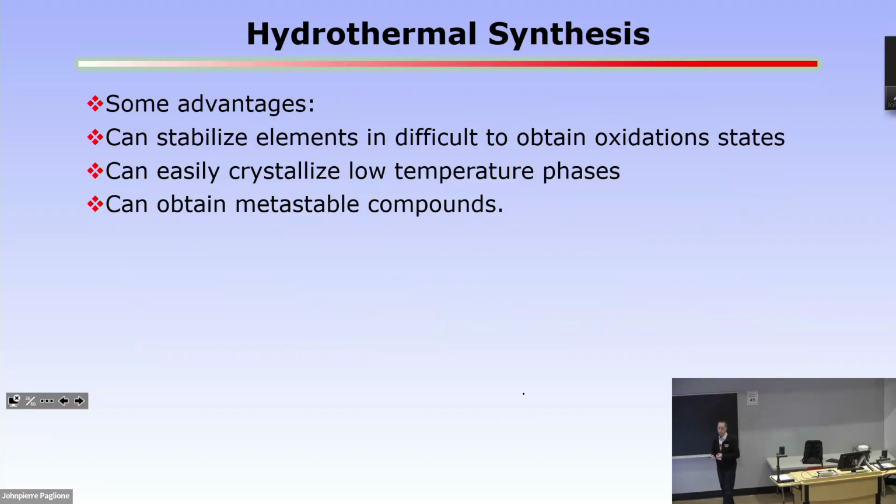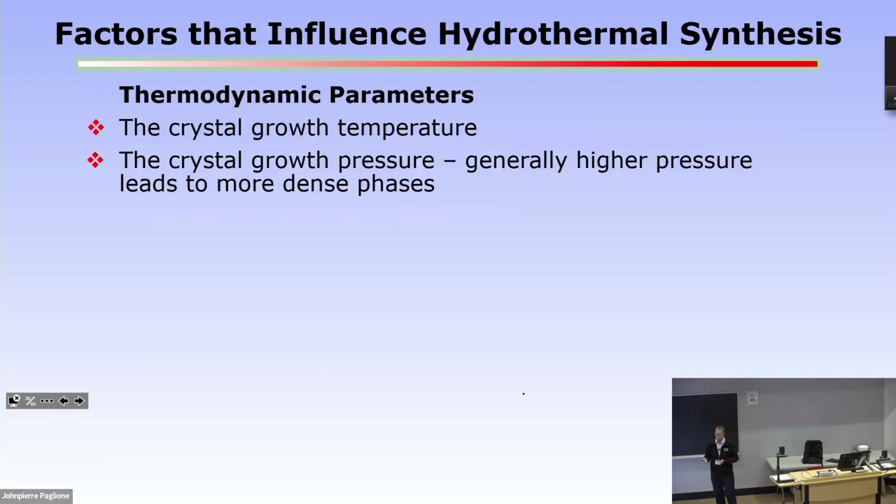So there are certain advantages. You can get elements in difficult to obtain oxidation states. You can easily crystallize low temperature phases. You can get kinetic phases or metastable compounds. So that's all great. There are things you want to adjust and control. Some are under your control, others are not so much. But crystal growth temperature and pressure: the higher the pressure, the more dense the phase tends to become. We're not talking here about 150 to 160 degrees C, but going 200 to 500 degrees C, you will make less porous, more dense structures.